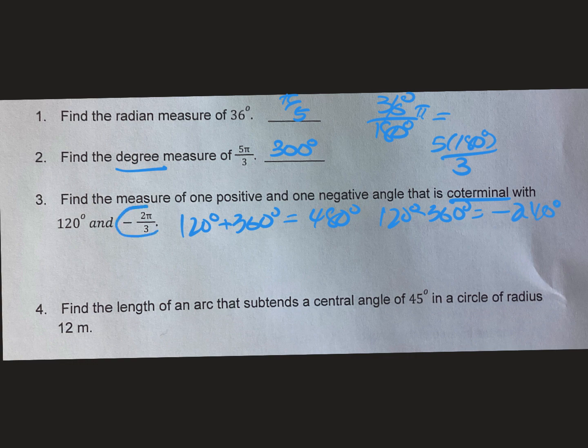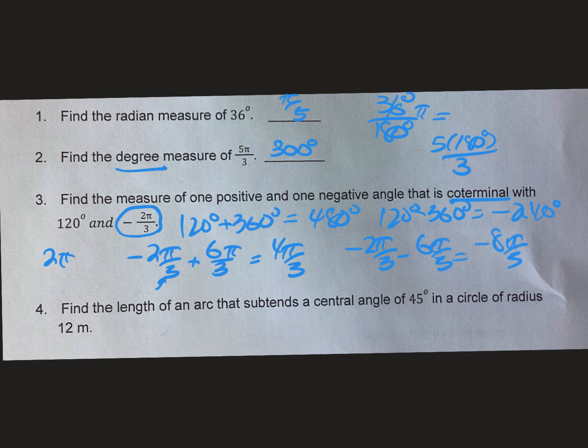Now this one is in radians. So with radians, instead of 360, think about radians. You're going to add 2 pi. All right, so 2 pi, look at the denominator. The denominator is 3. If you double 3, it'd be 6 over 3. So it'd be like 6 pi over 3 is the same thing as 2 pi. So if you add that, you get 4 pi over 3. That's the positive answer. And if I take the negative 2 pi over 3 and subtract 6 pi over 3, you get negative 8 pi over 3. So those are your two answers there.